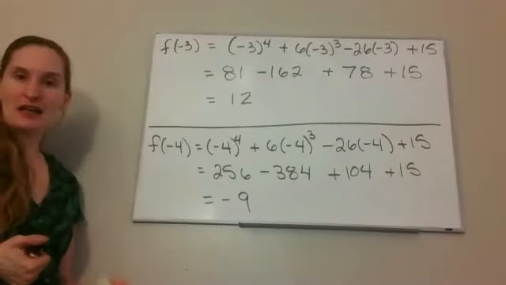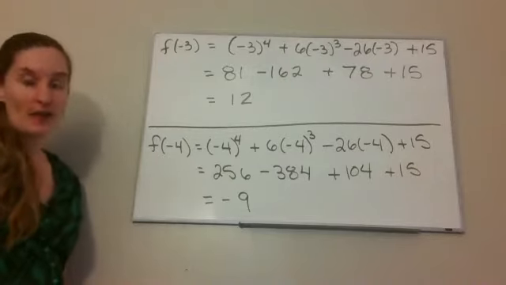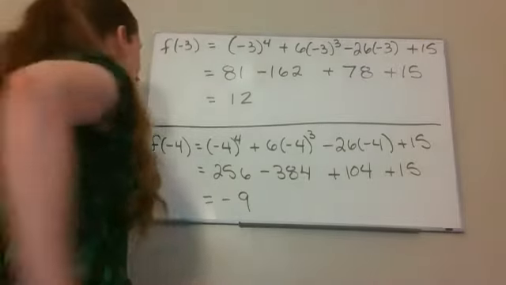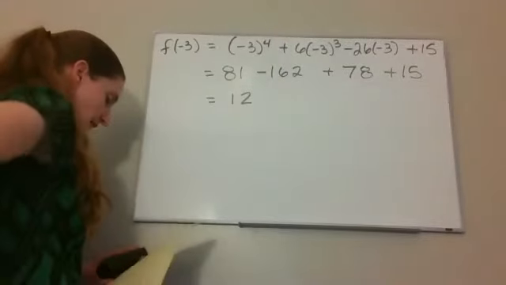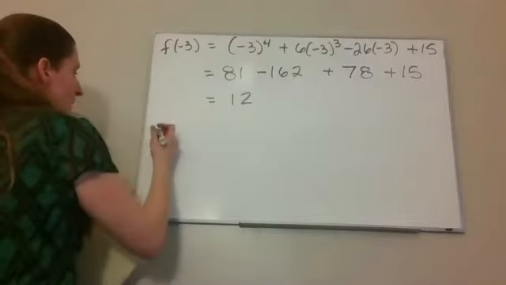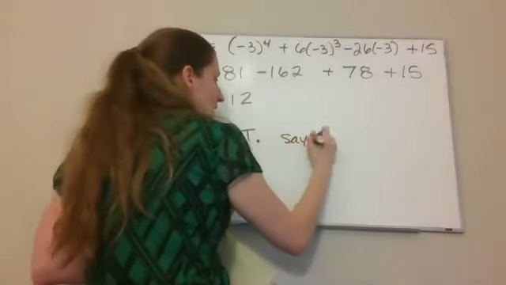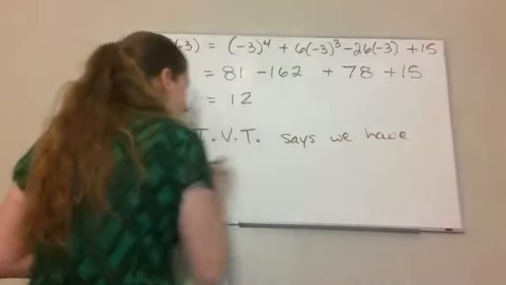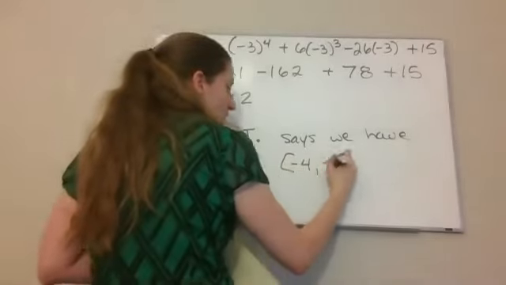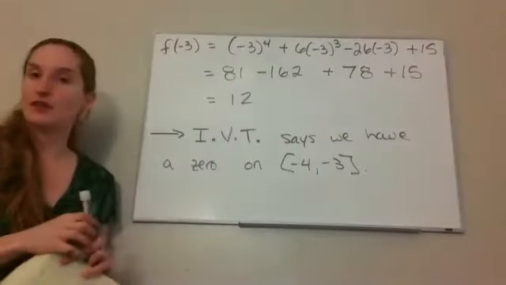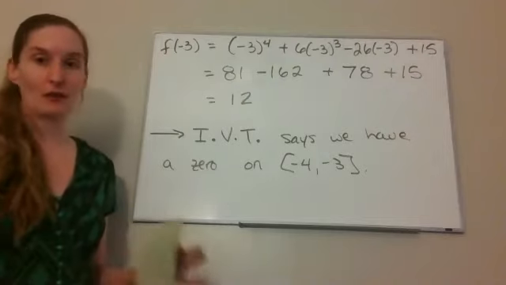So I know f of -4 is a negative number, and f of -3 is a positive number. They have opposite signs, so this means that by the intermediate value theorem, we have a 0. So the intermediate value theorem says we have a 0 on that interval. We have no idea what the 0 is. We just know there's some number between -4 and -3 that will give me an answer of 0.